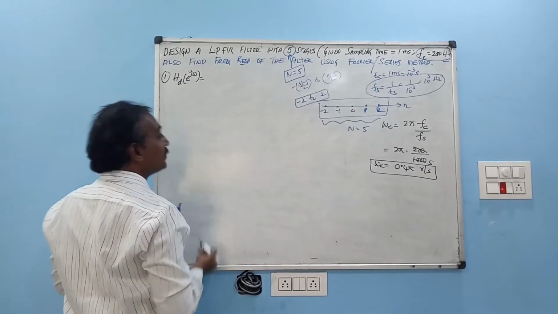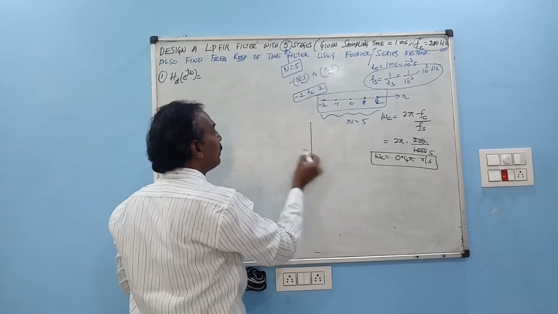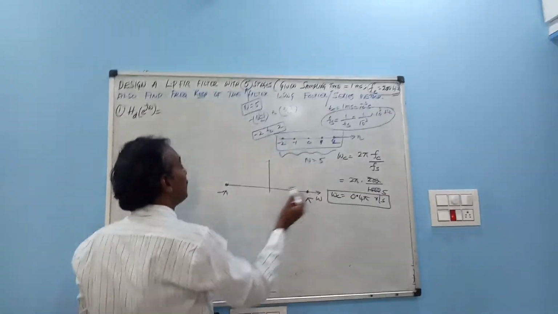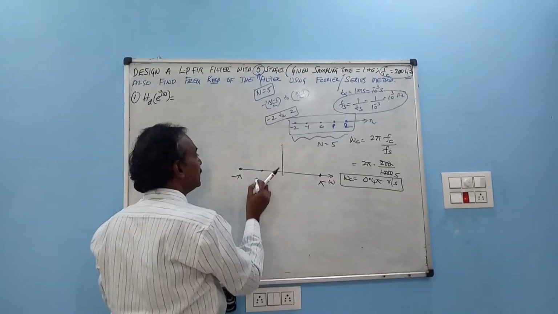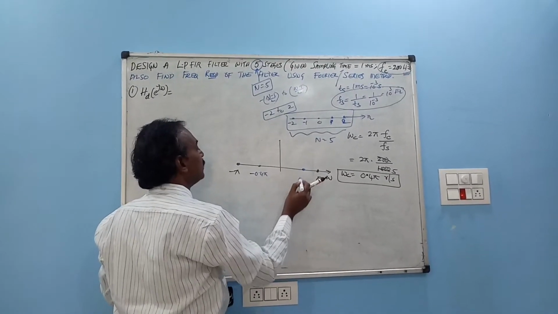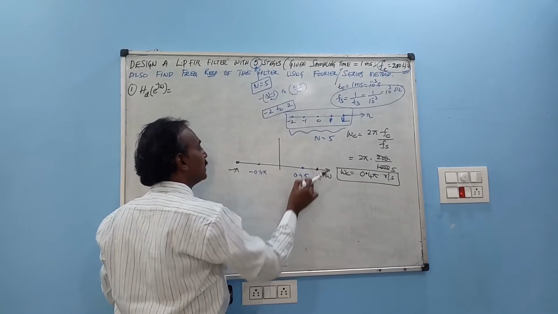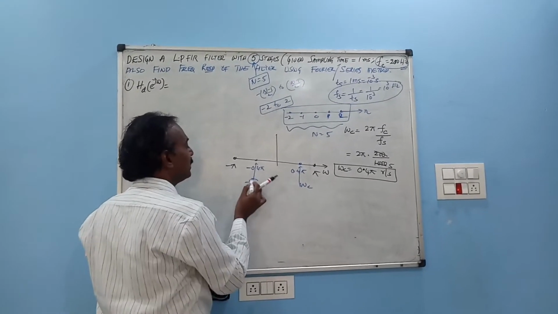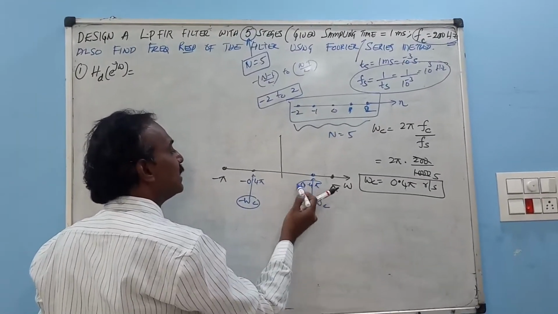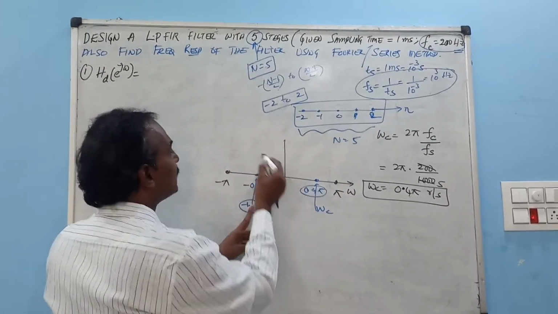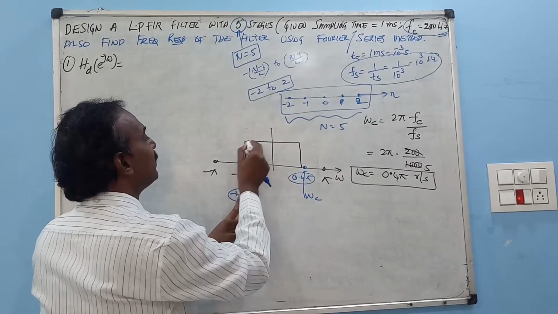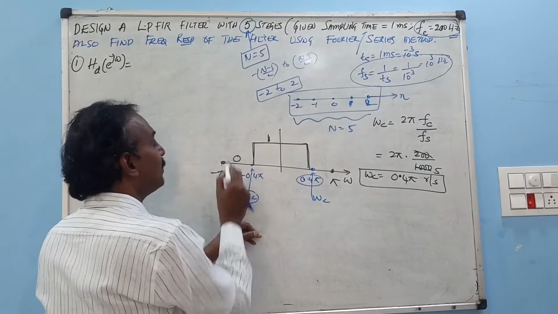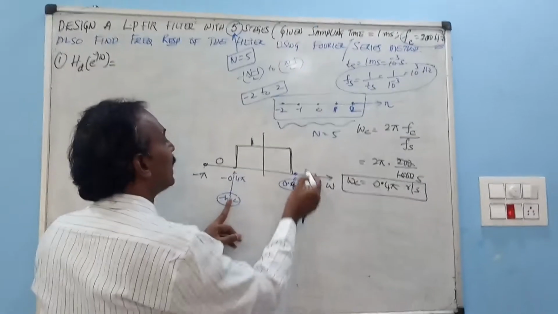Now I am designing a low pass filter. How can I take a low pass filter? So this is omega, this is minus pi, this is plus pi. Now our cutoff frequency is minus 0.4 pi to 0.4 pi. This is omega c, and this is minus omega c, which is minus of this value, omega c is 0.4 pi. So between these cutoff frequencies, it is a low pass filter I am designing. Between minus omega c and plus omega c, the amplitude is 1. Between minus pi and minus 0.4 pi, the amplitude is 0, and between 0.4 pi and pi, the amplitude is 0.